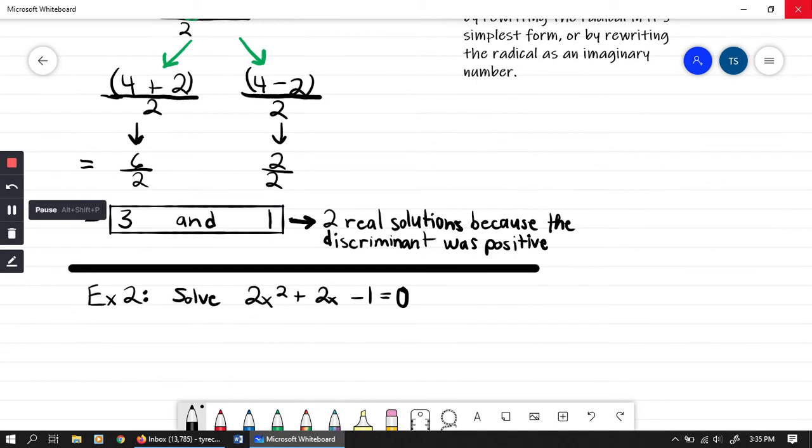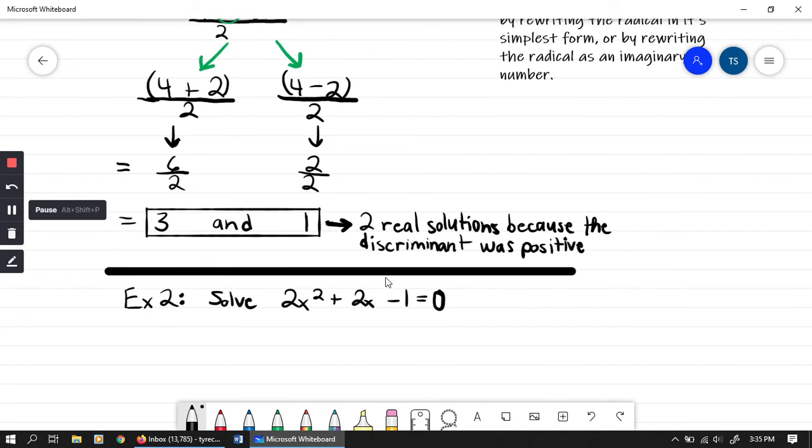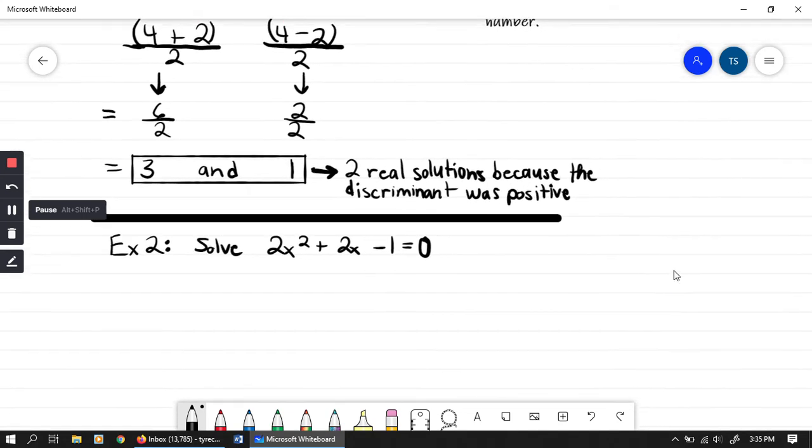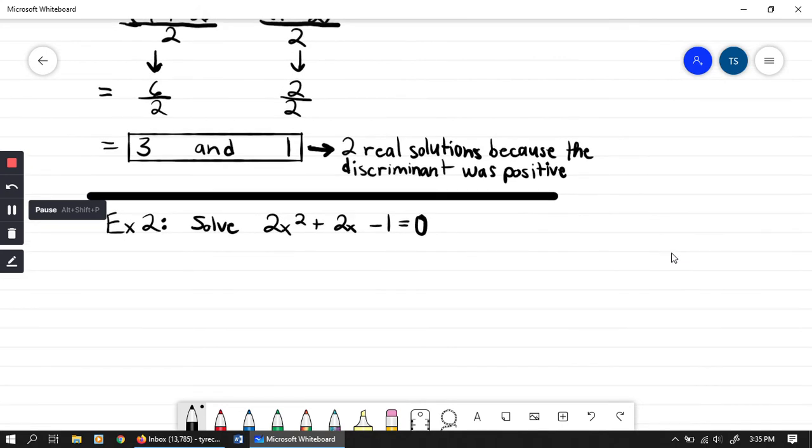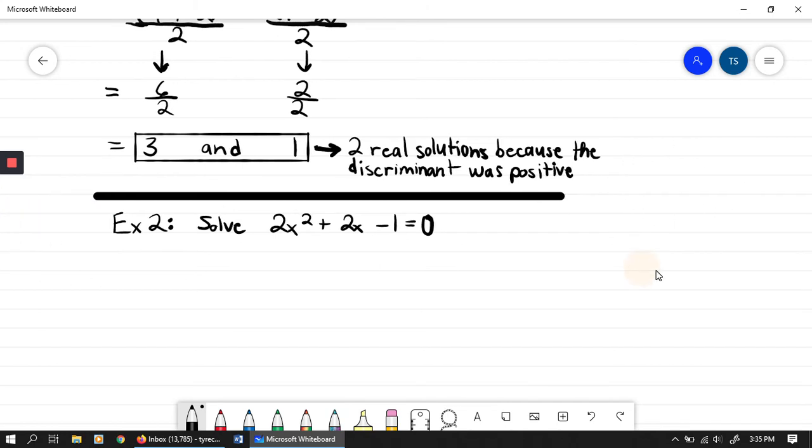Okay, so let's say that we were looking at this example here. And so when we look at this, remember the first thing is making sure that the equation is equal to 0 and making sure that it's in standard form. And so it is. So it's already equal to 0 and in standard form. So what we need to do is we need to go ahead on and identify our A, B, and C.